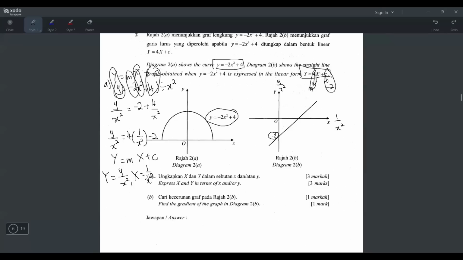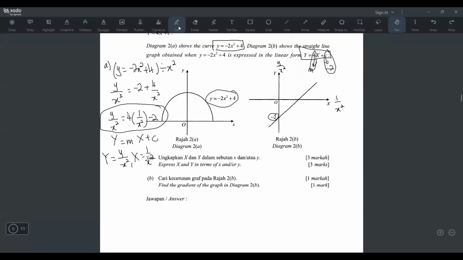And we cannot compare if we do it like this, right? So the only correct way here is to divide by x squared. Because when you divide by x squared, you will end up with the linear form. You will have the gradient 4 and y-intercept -2. Then you can compare already. And when you compare everything, you get your y-axis and x-axis. Okay, I think I explained enough already.